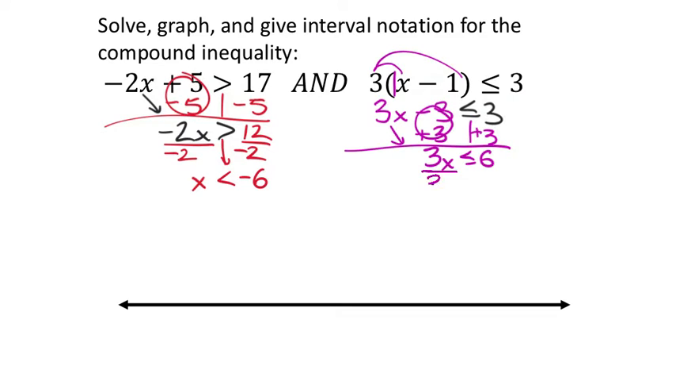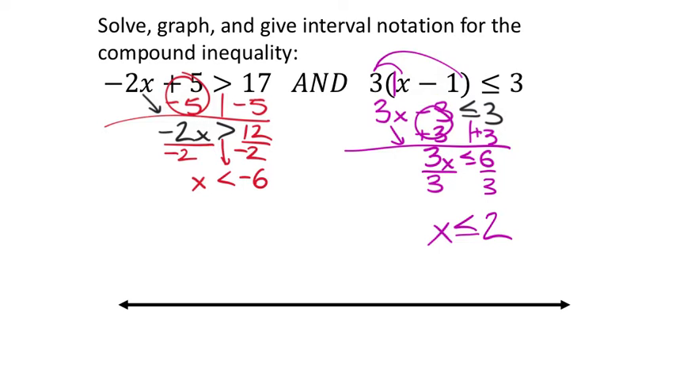Divide both sides by 3. That's positive, so we don't have to worry about flipping the inequality. x is less than or equal to 2. Okay, now, again, we'll see what this looks like with the and statement, but I can't just put an and statement between these, okay? As convenient as that would be.